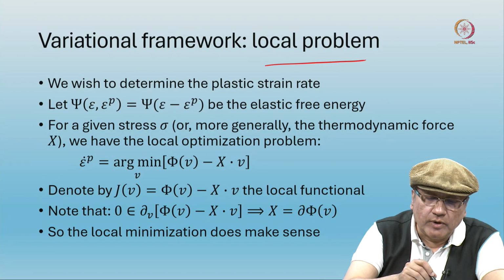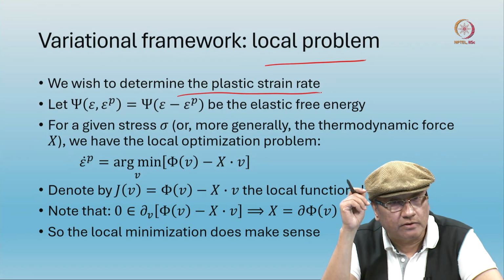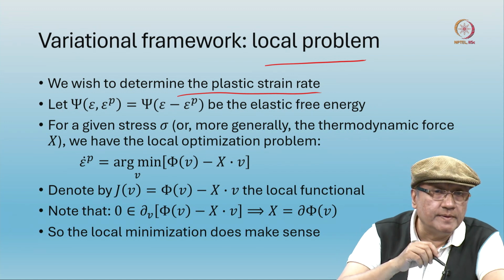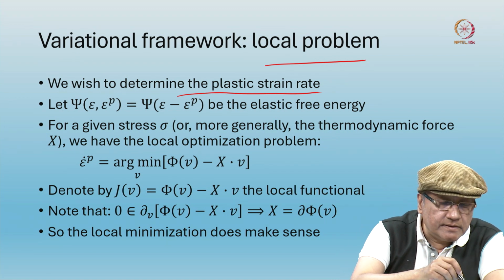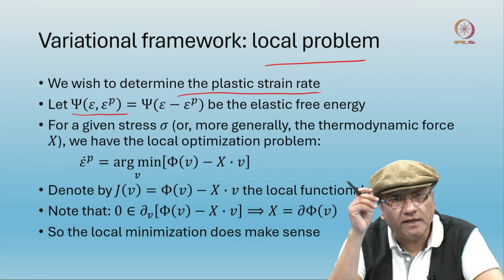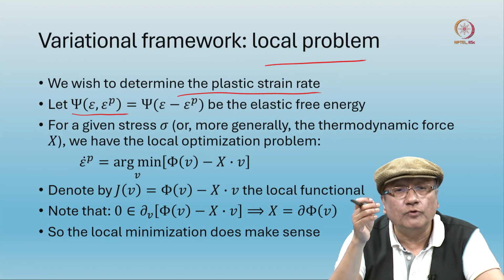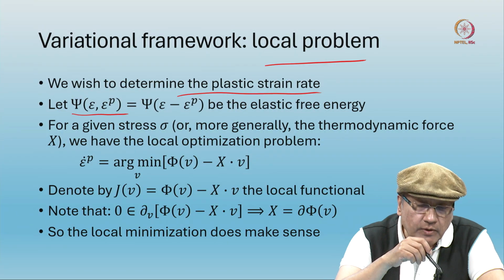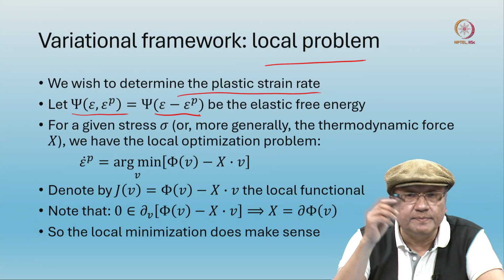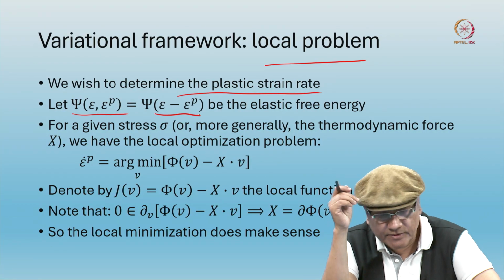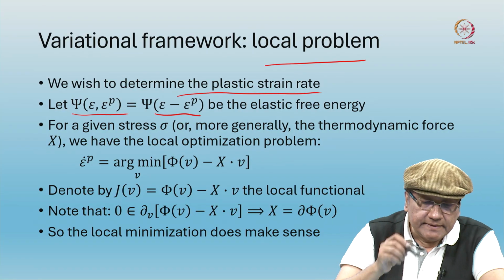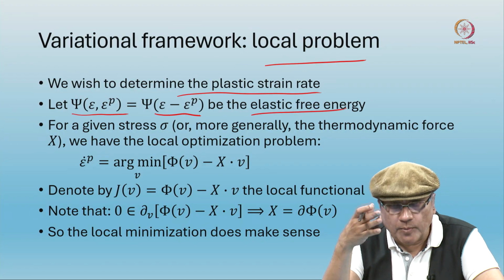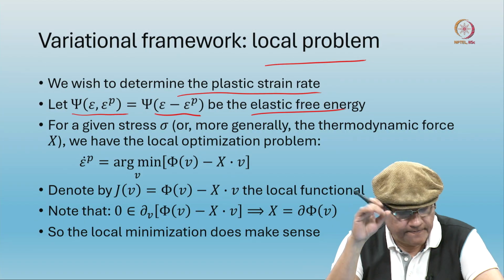Now, let us say we want to determine the plastic strain rate epsilon p dot. The first thing to remember is that the free energy psi can be written as a function of only epsilon E, the elastic part of the strain. Now, epsilon E is nothing but epsilon minus epsilon p, total strain minus plastic strain. That is available with us, because the elastic properties of the structure should be known.